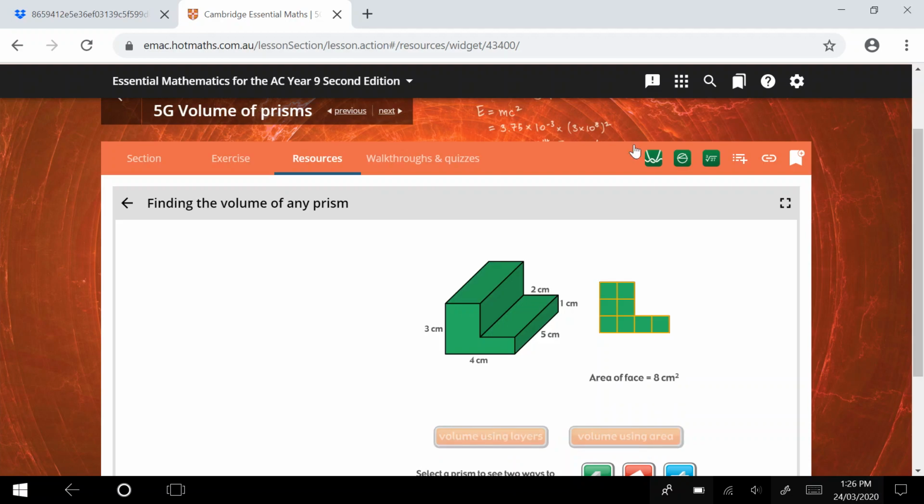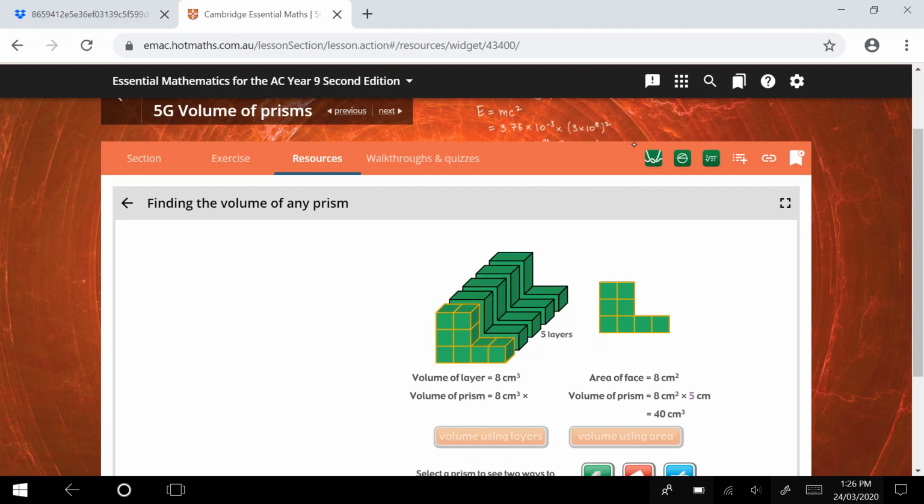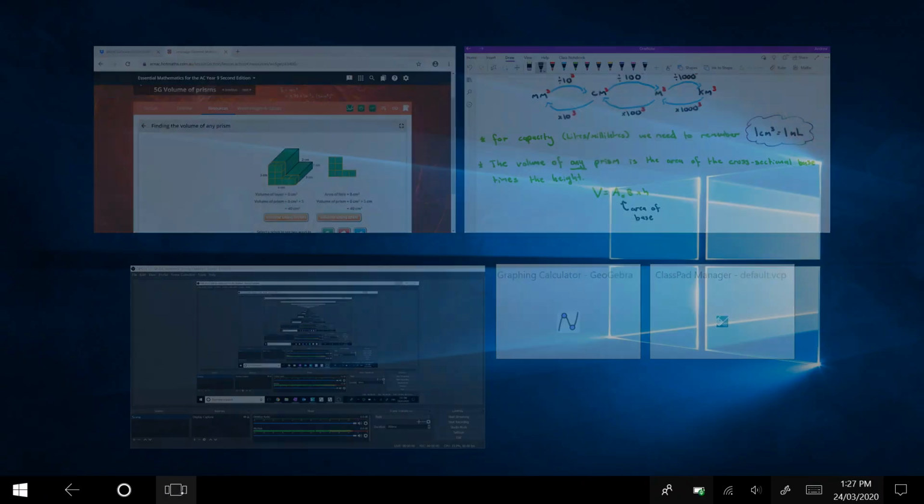So the volume of that, and then we times it by the height, which is 5 centimeters, because that 5 centimeters is how tall we are. You can also see it this way, where they cut it into 5 slices, and then they just find out how much is in one slice and times it by 5. Different ways to think about it, but it's always the area of the base times the height.